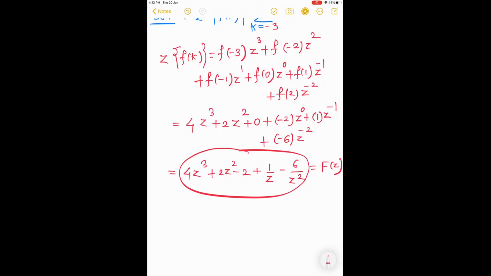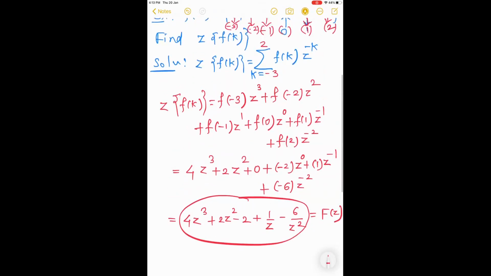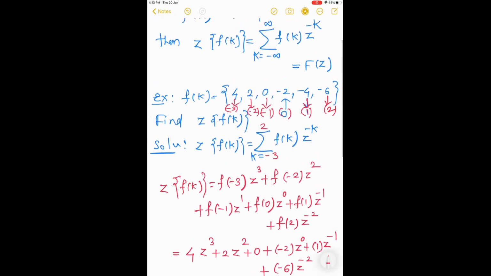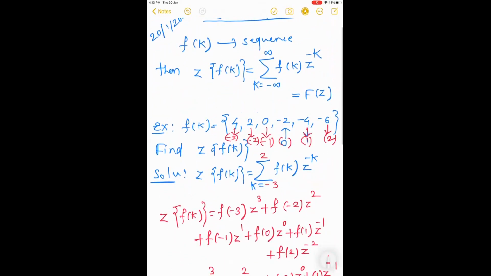Madam, can you just move the screen upward once? Yes, once. You want to ask a question? Yes, madam. Thank you.